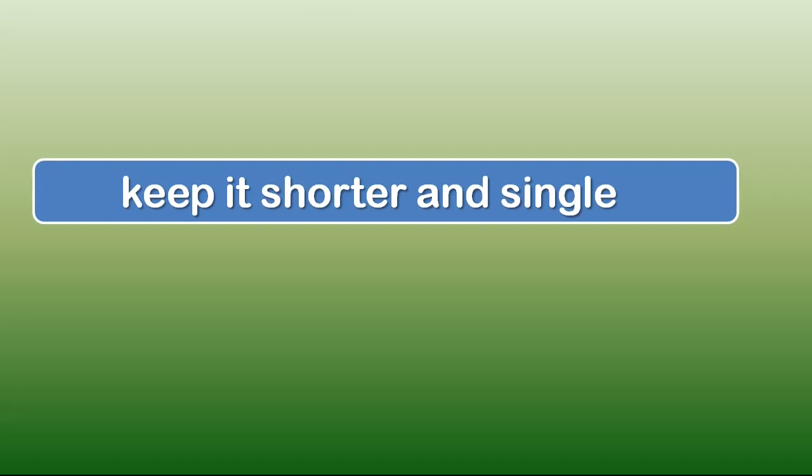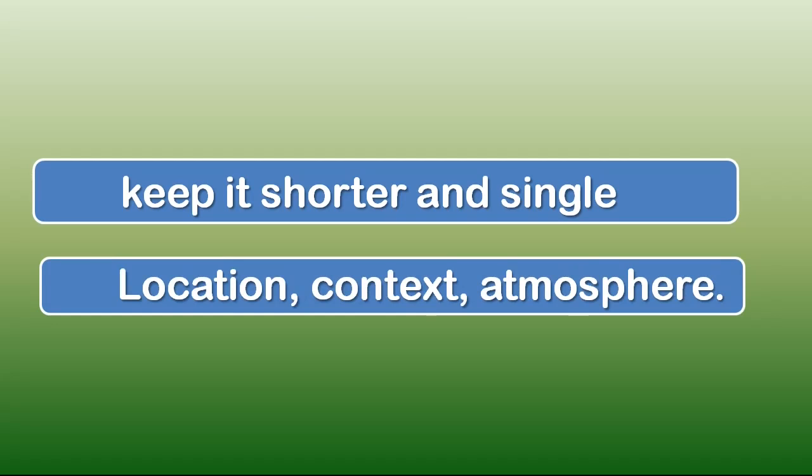This is the golden rule for the setting, that there should be only one setting where the entire story takes place, and it should not be very descriptive, okay? It includes the location of the story, the context and the atmosphere where the story is happening.